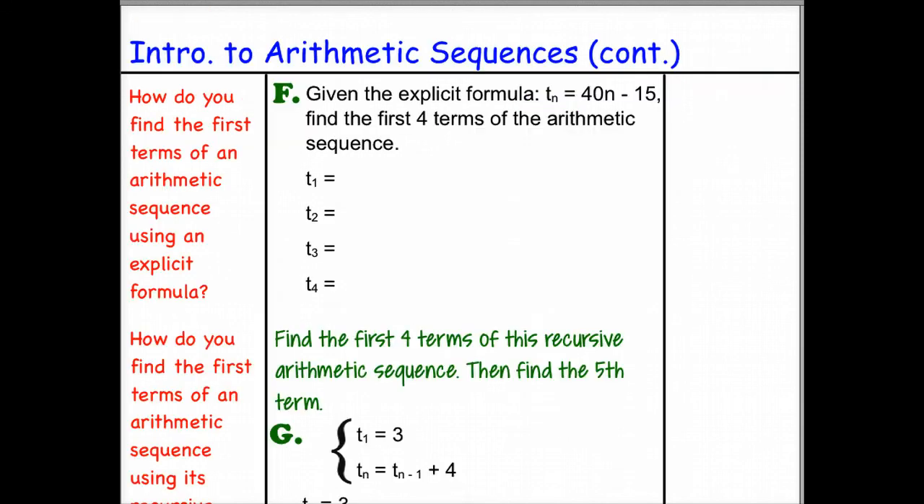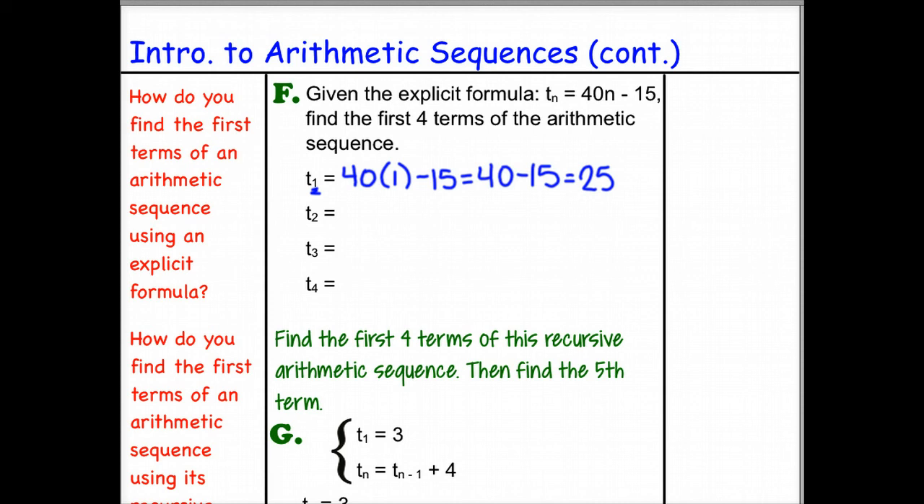The next piece is if I give you the explicit formula, in this case t sub n equals 40n minus 15, find the first 4 terms of the arithmetic sequence. That simply means we're going to start plugging and chugging. So I have t sub 1, so I'm going to take 40 times 1 minus 15. 40 times 1 is 40, minus 15 gives me 25. I want you to go ahead and find the next 3 and then check to see if you are correct.